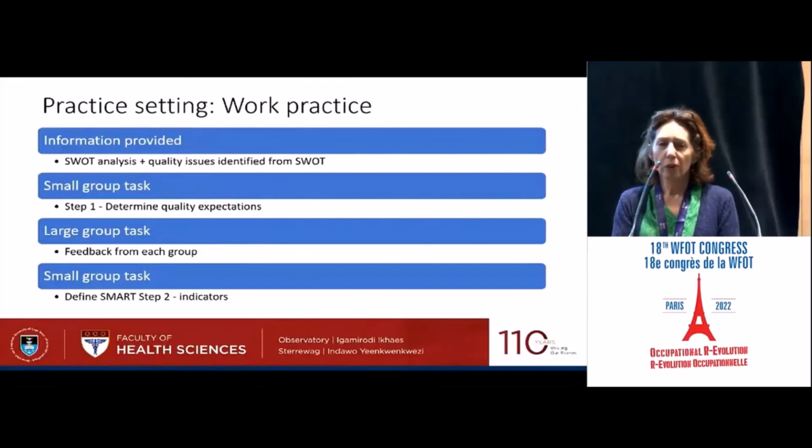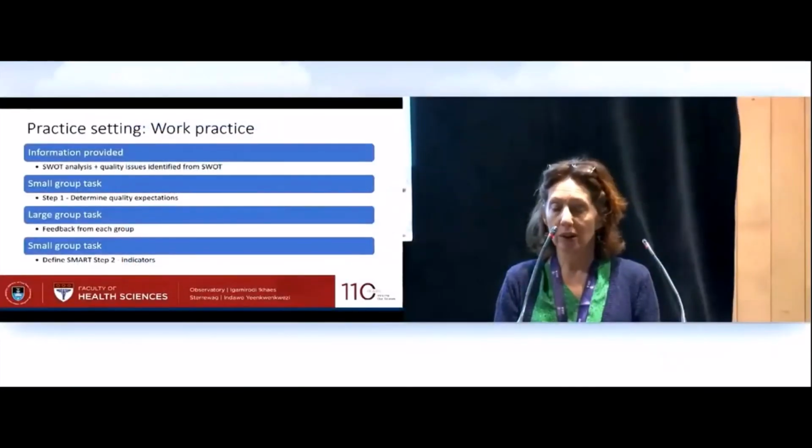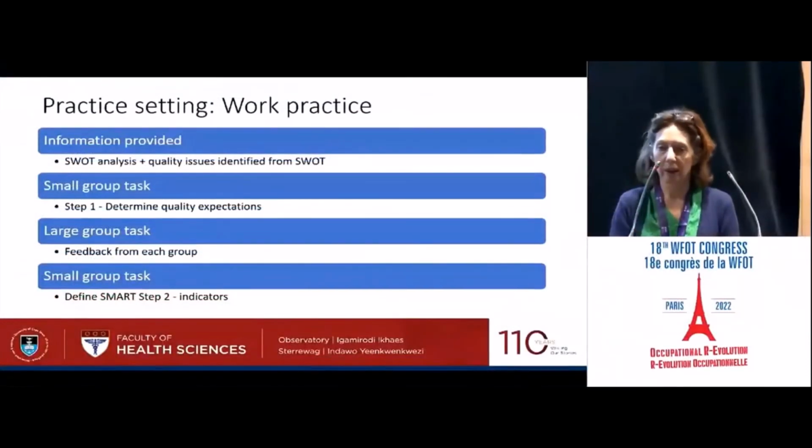So in terms of the work practice example that we gave them, I worked with the clinical educator and she did the SWOT analysis, because it would be really hard for the students to do it if they weren't actually in the setting, and some of them wouldn't have been that familiar with it. So we gave them that SWOT analysis, and then the first small group task was that they had to determine the quality expectations. Then they gave feedback, and then they went back into their breakout rooms to define the SMART indicators for step 2.